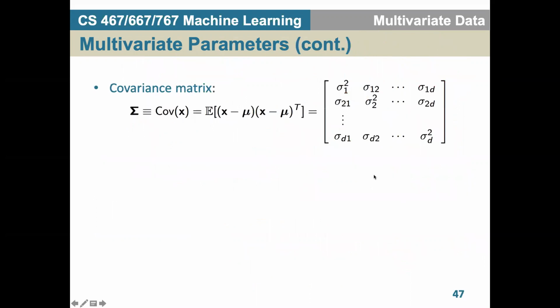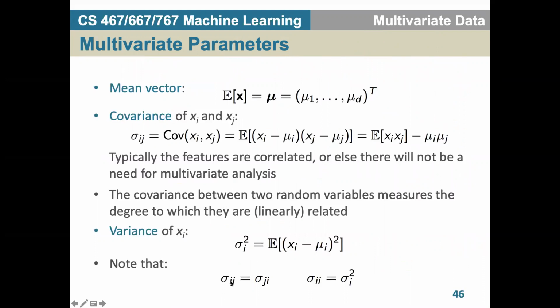Another concept is the covariance matrix. Why are we talking about it? Previously we have sigma ij, which is the covariance of the i-th column and the j-th column. They are equal: if you swap them, it's the same.